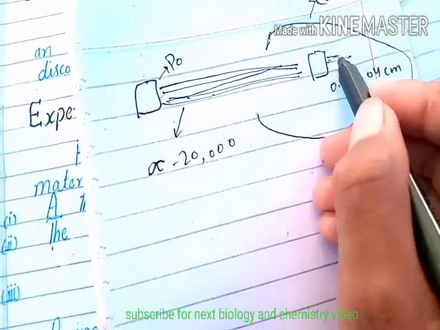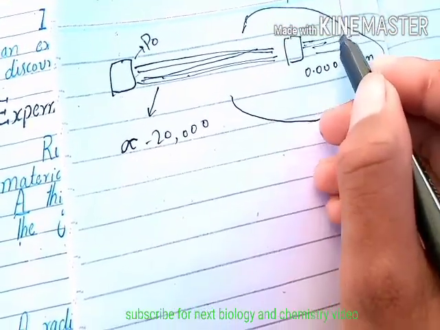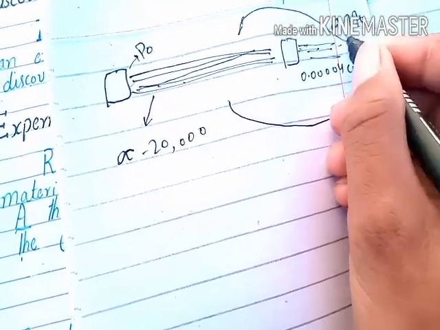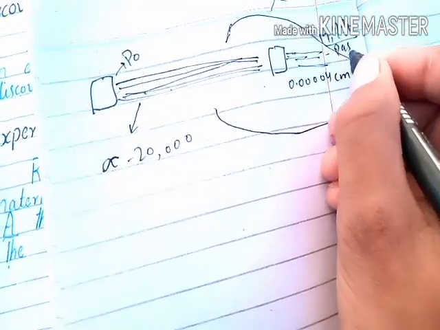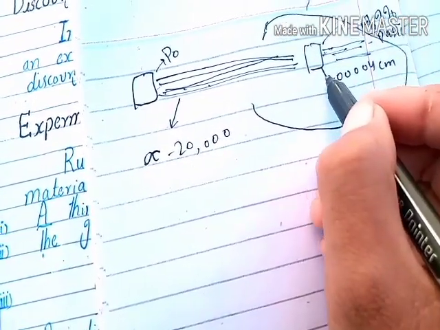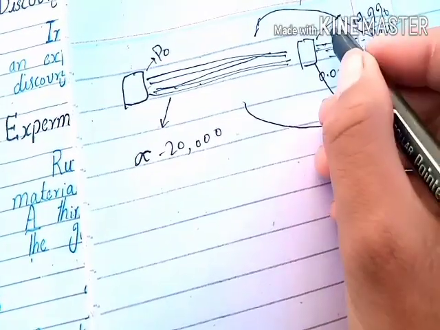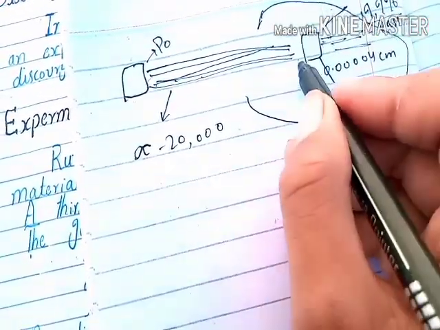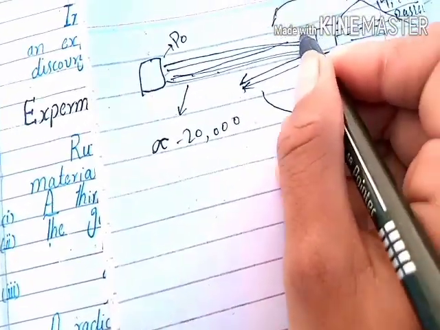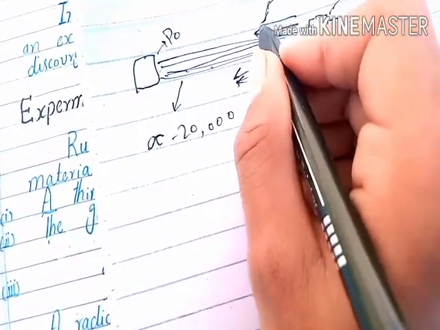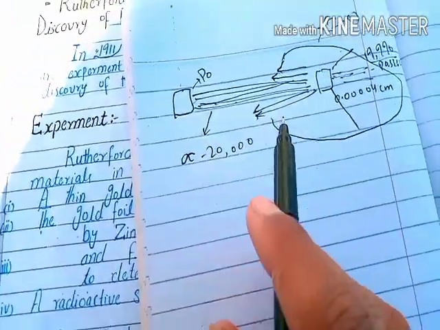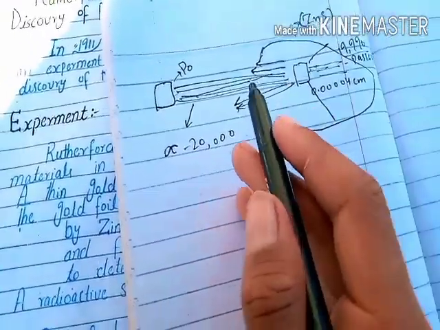From this, only 19,990 passed easily. So take here, these passed. But the remaining 10 were reflected in some angles. 2 were reflected like this in smaller angles, but the remaining were reflected like this and the same way. So when Rutherford performed the experiment, he detected some results from this.